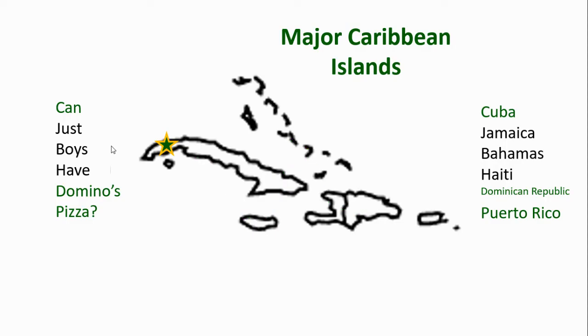Gives us our countries: Cuba, Jamaica, Bahamas, Haiti, Dominican Republic, and Puerto Rico. Can just boys have Domino's pizza? And now you have the Caribbean islands.